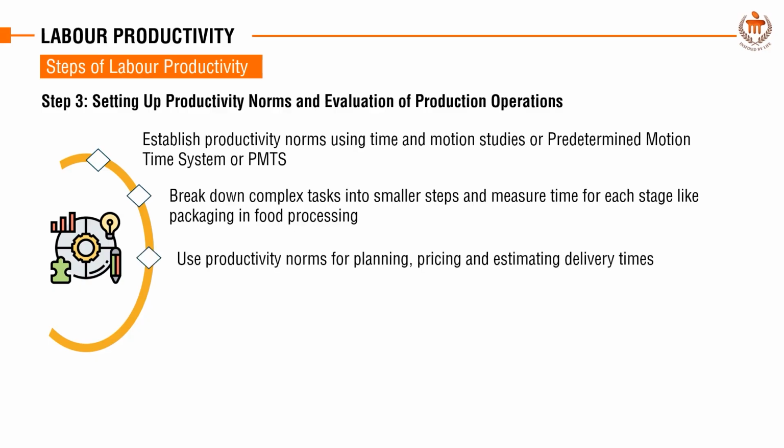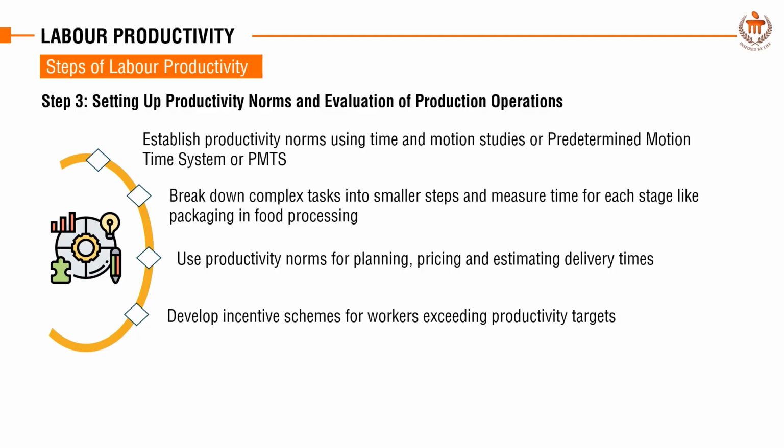Once these productivity norms are established, they serve multiple purposes in the planning and control of production. For example, with standardized time measurements in place, managers can more accurately estimate pricing for products and determine delivery times based on expected production rates. Additionally, these standards can help in devising incentive schemes for workers. For instance, employees may receive bonuses for exceeding the set productivity norms, encouraging them to work more efficiently.